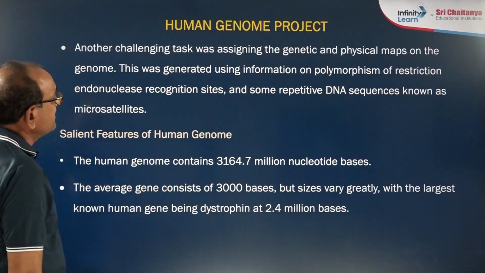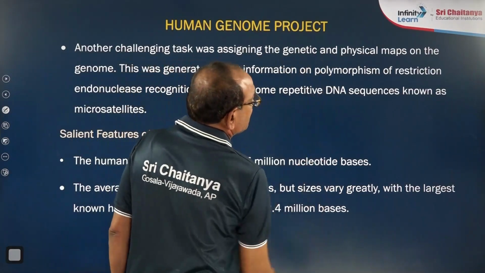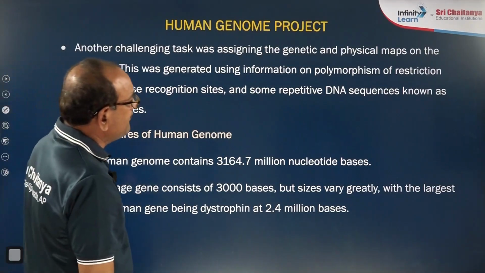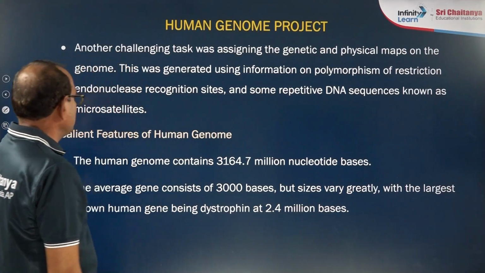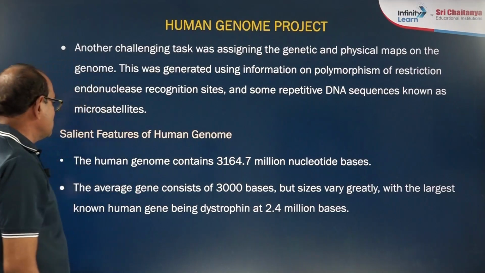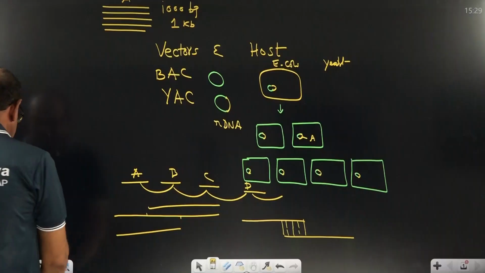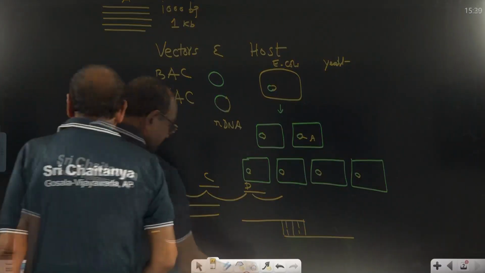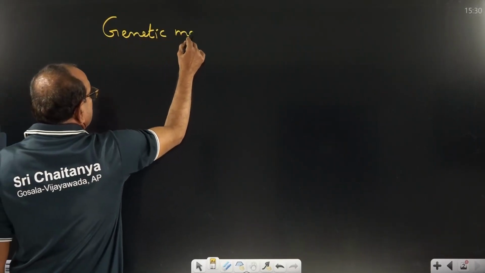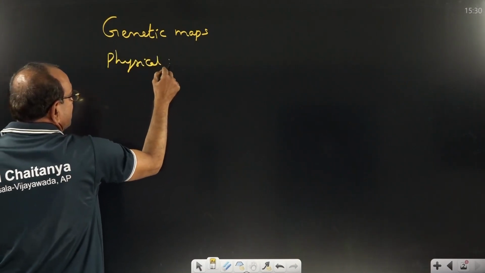Next, another challenging task was assigning the genetic and physical maps on the genome. This was generated using information on polymorphism of restriction endonuclease recognition sites and some repetitive DNA sequences known as microsatellites. Right. What is this? Another challenging task is the generation of genetic maps and physical maps.